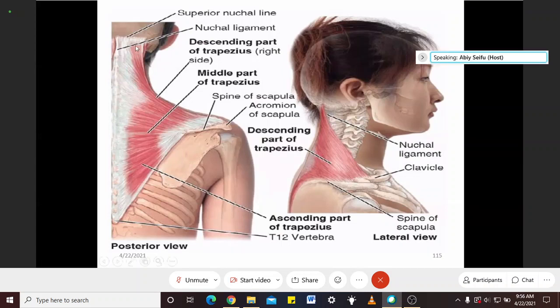Whereas the superior one, the descending fibers, elevates the scapula, whereas the inferior one depresses the scapula. Then, unlike the other superficial back muscles, the trapezius is innervated by the accessory nerve, the cranial accessory nerve, which is cranial nerve 11.